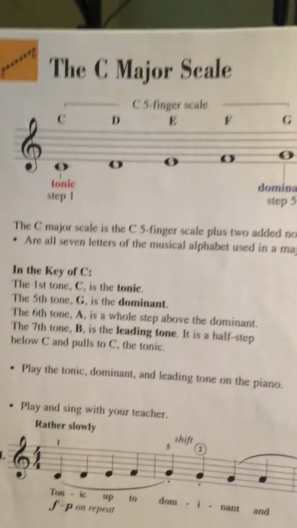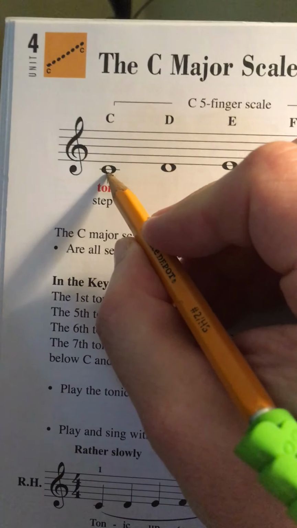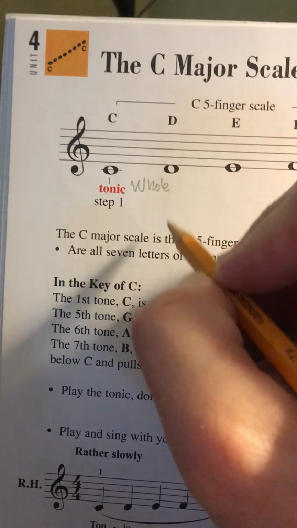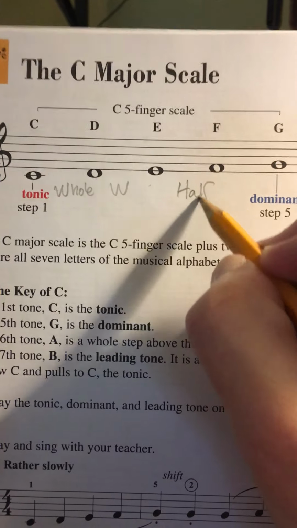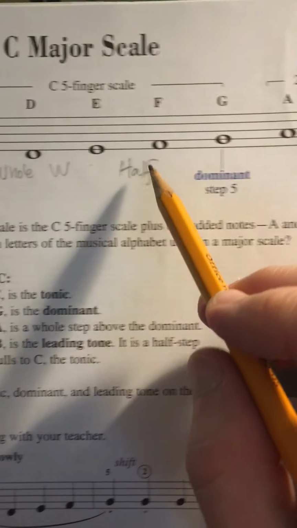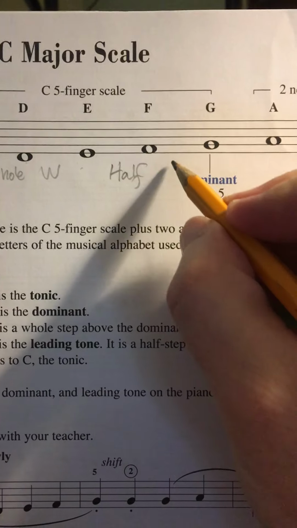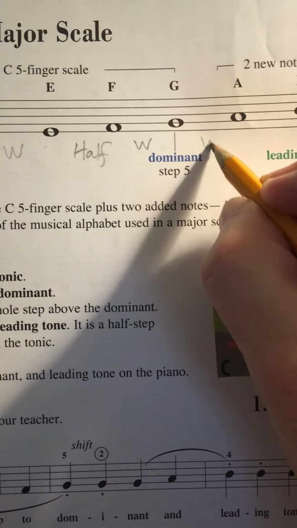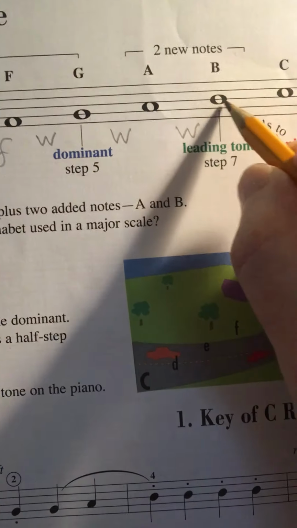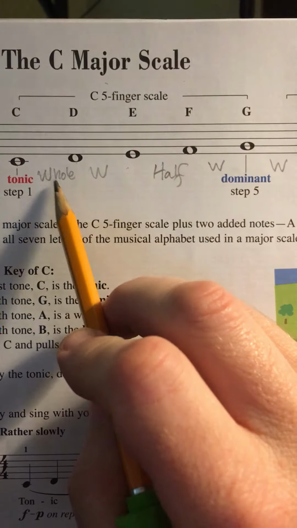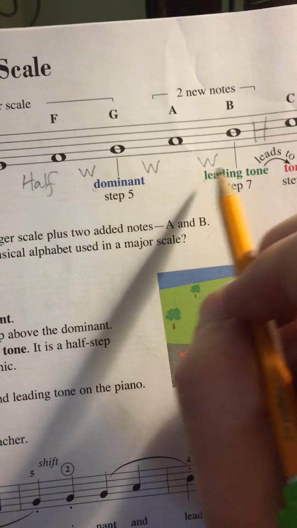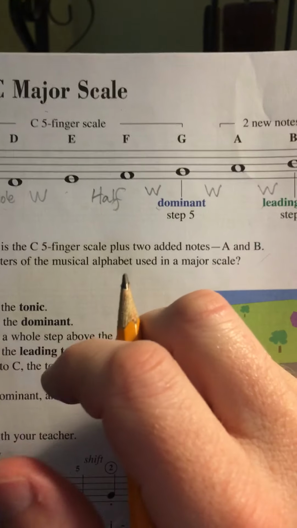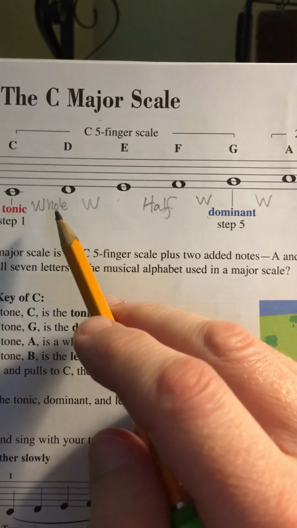Now this is built on a pattern. Starting on C, we go a whole step. From D to E is another whole step. From E to F is a half step. If you can get this in your head, whole, half. F to G is another whole step. G to A is a whole step. A to B is a whole step. And then B to C is a half step. So the pattern for a major scale is whole, whole, half, whole, whole, whole, half. So 2 wholes and a half, and then 3 wholes and a half. And that is the major scale pattern.